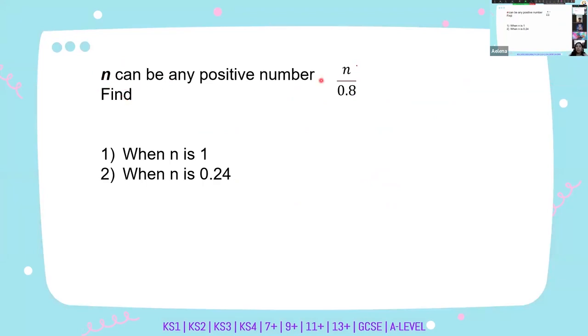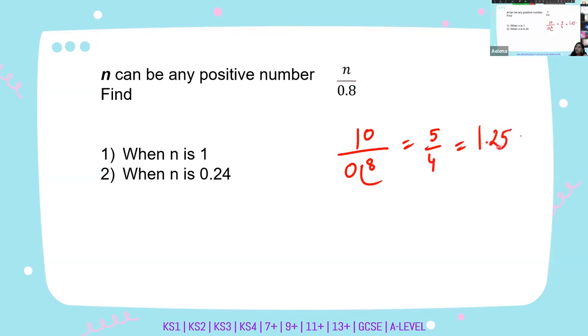N can be any positive number, n over 0.8. This is what we have to find when n is 1. So when n is 1, it is 1 over 0.8. Now I just have to convert it into a proper decimal. Whenever I have to remove the decimal, you can write a 10. If I have 0.8 in fraction, it can be written as 8 over 10, right? We are writing 10 in the denominator. But now when I have 0.8 in the denominator, you write a 10 to remove the decimal from the denominator. So this becomes 5 over 4 when you simplify it, and 5 over 4 simplifies to 1.25.